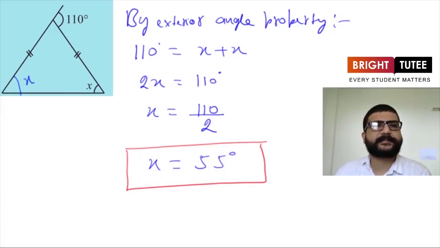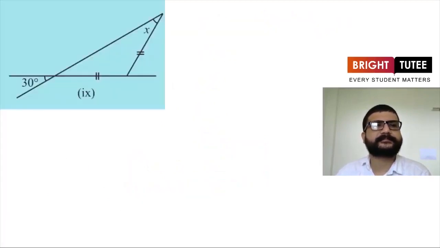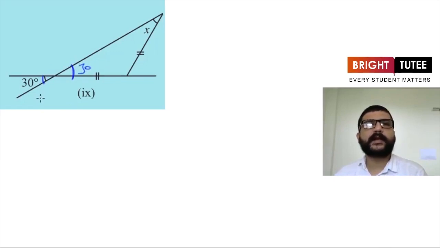Now let's see the next part. Now here is the question. We have to get the value of x, and one of the angles is marked as 30 degrees, which is lying in the exterior of the triangle. Now if this angle is 30, what can we say about this angle? This angle will also be 30. Why? Because these two angles are vertically opposite angles, and we know vertically opposite angles are always equal.